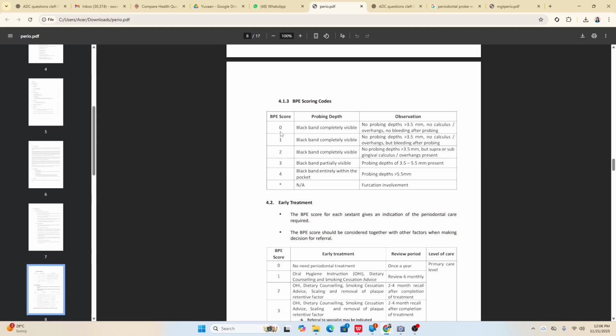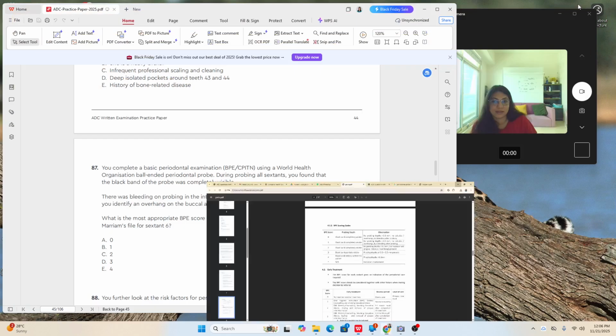So then what is differentiating their score? In 0, there is no bleeding on probing. In 1, there is bleeding after probing. And in second one, you have supra or subgingival calculus and overhangs present. Okay. So you will have not only bleeding on probing, but you also have overhangs present. Okay, so now let's go back to our question.